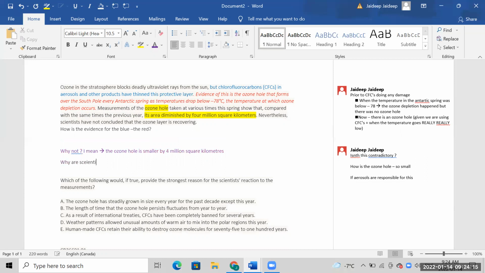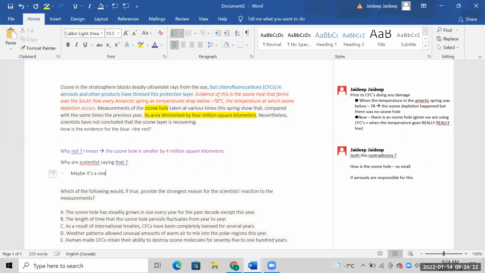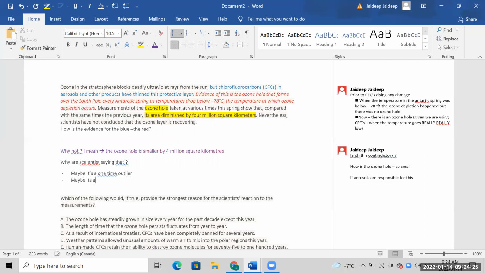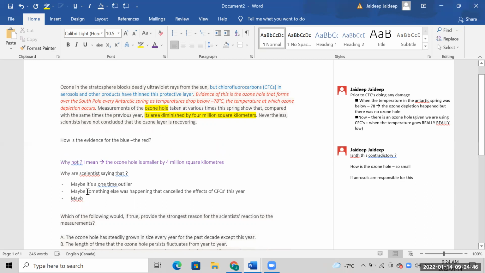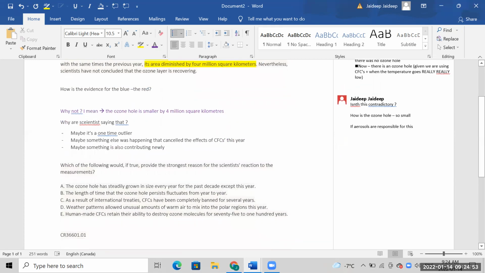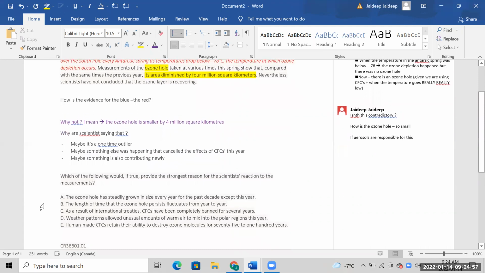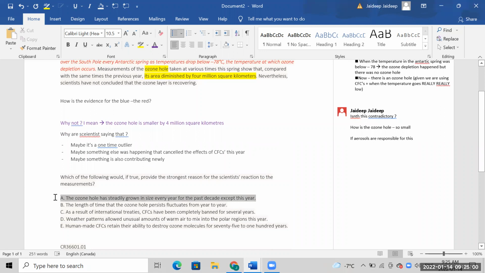Why are scientists saying that? Well, maybe it's a one-time outlier. Maybe something else was happening that canceled the effects of CFCs this year. Maybe the climate is. Maybe something else is also contributing newly. Who knows? The ozone size every year for the past, except this year. Yeah, I like that. It's an outlier, sometimes.